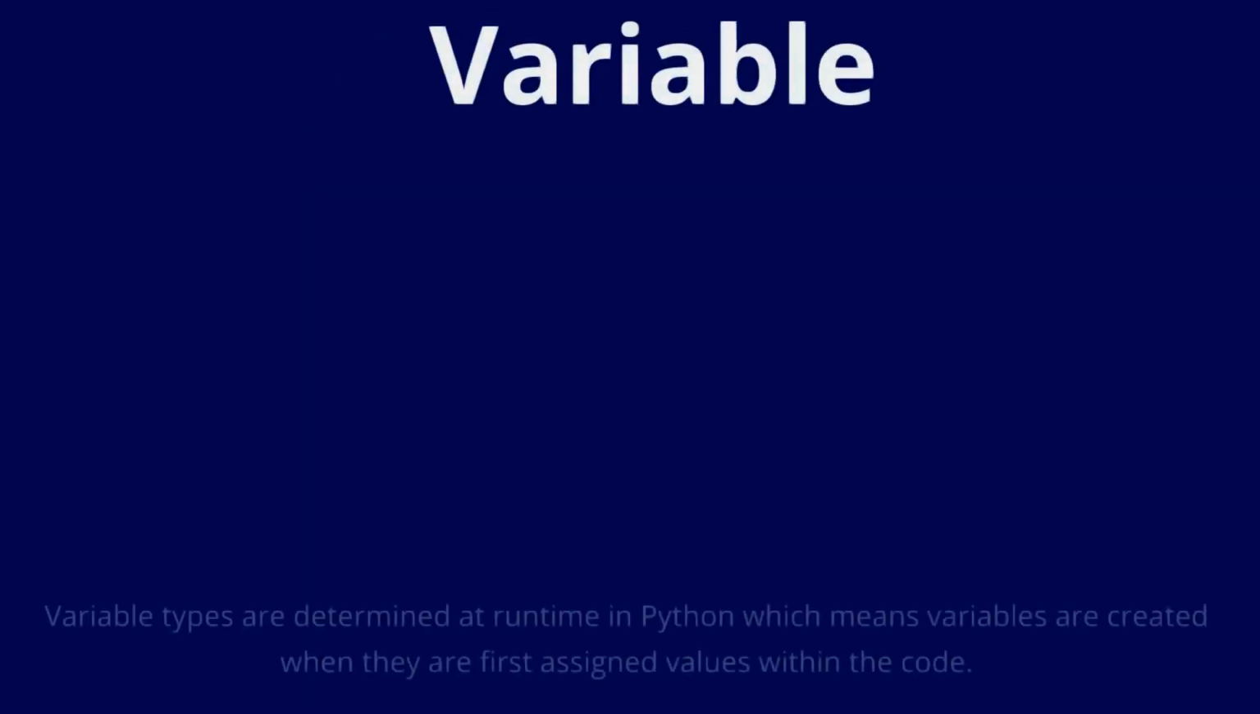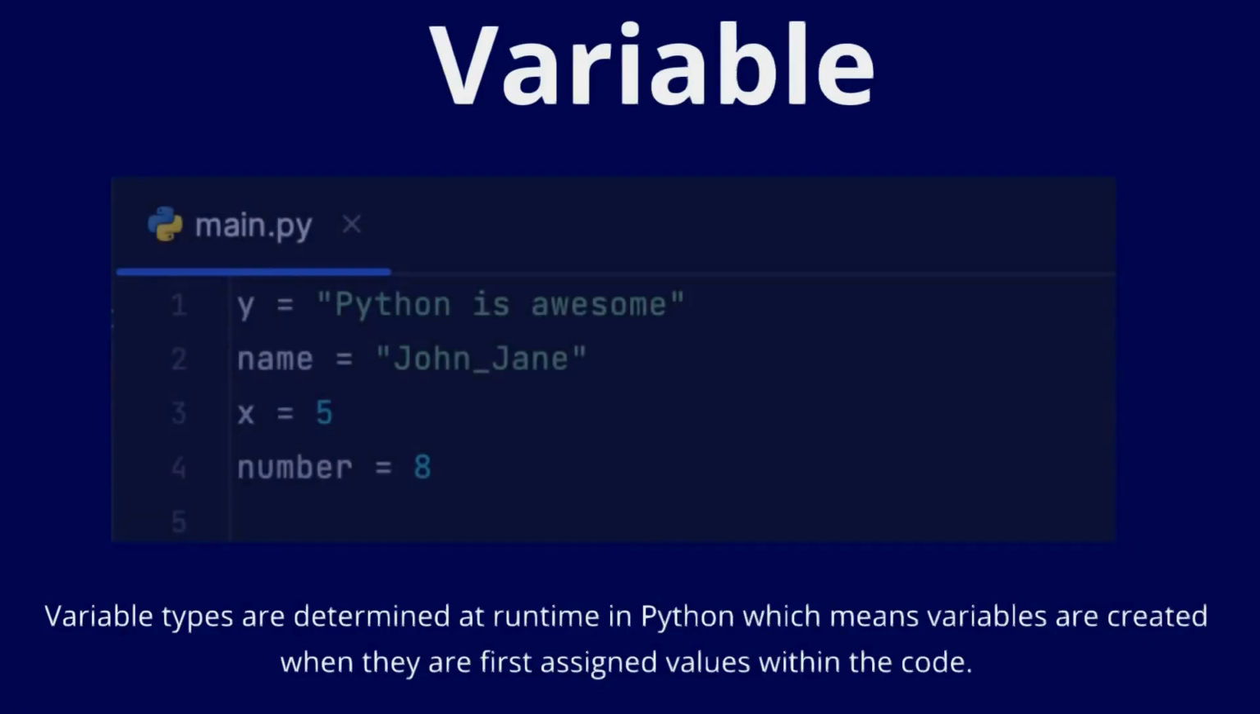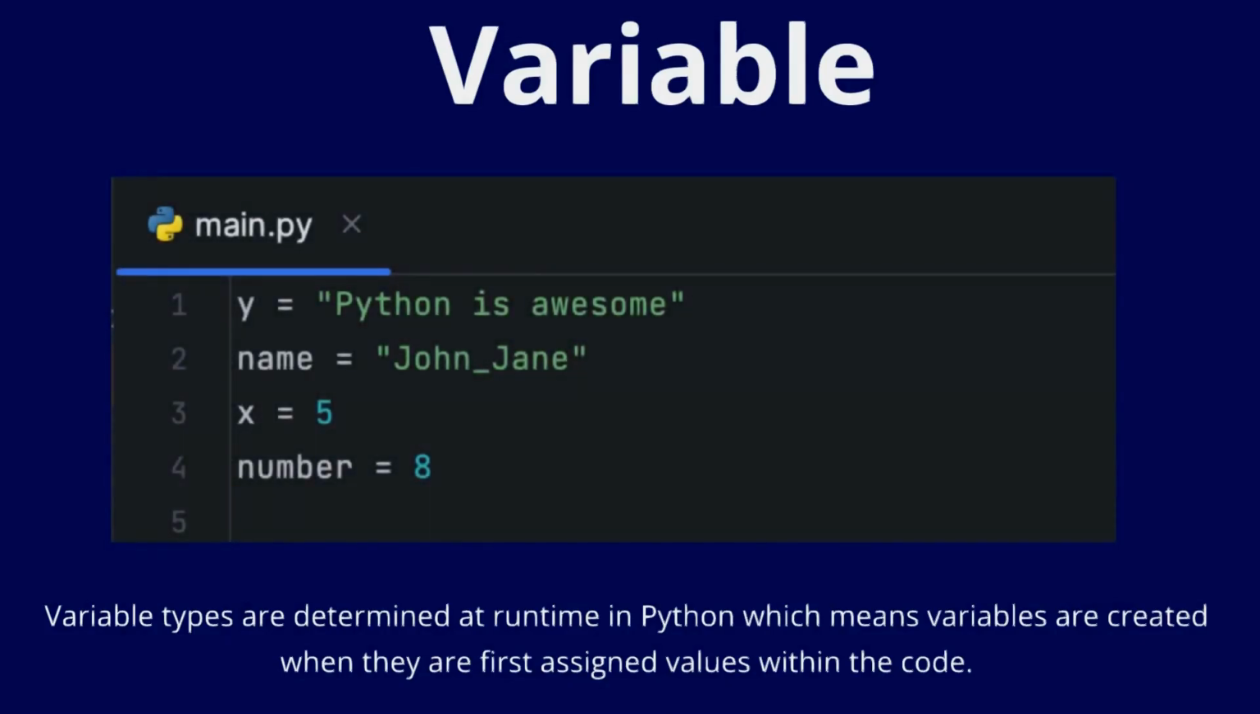Variables. The Python language does not have a command for declaring variables. Variable types are determined at runtime in Python, which means variables are created when they're first assigned values within the code. A variable is a container for storing data values.